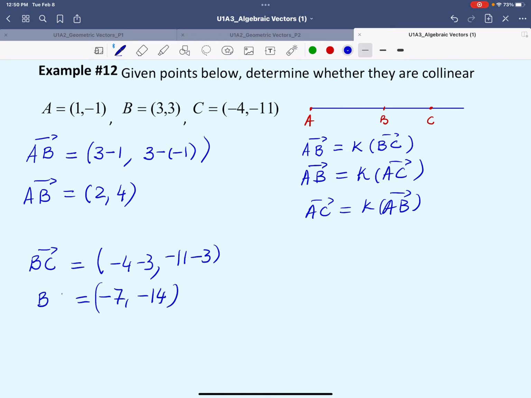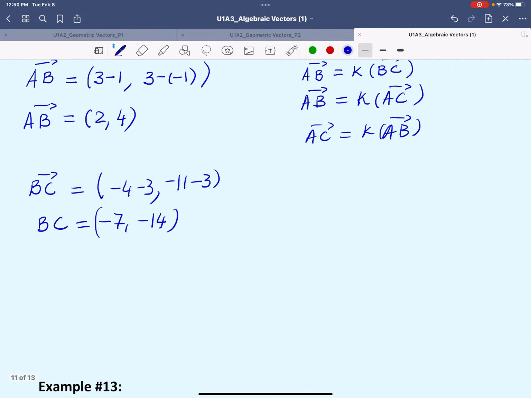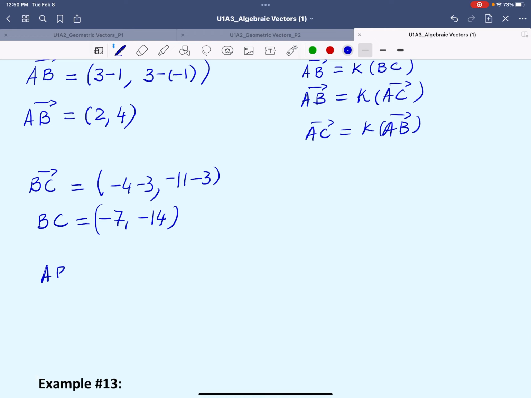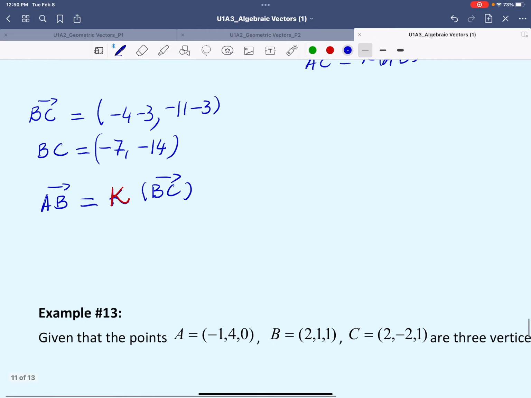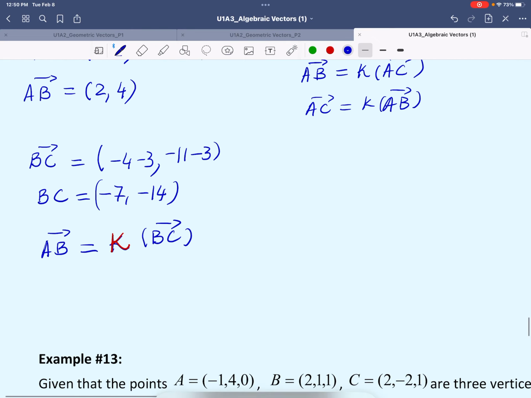So we're going to say that if we're able to find a scalar or a number that can relate AB with BC by the equation AB equals k BC, then the two vectors will be collinear. So let's take a look. AB was 2, 4, and BC was negative 7, negative 14.